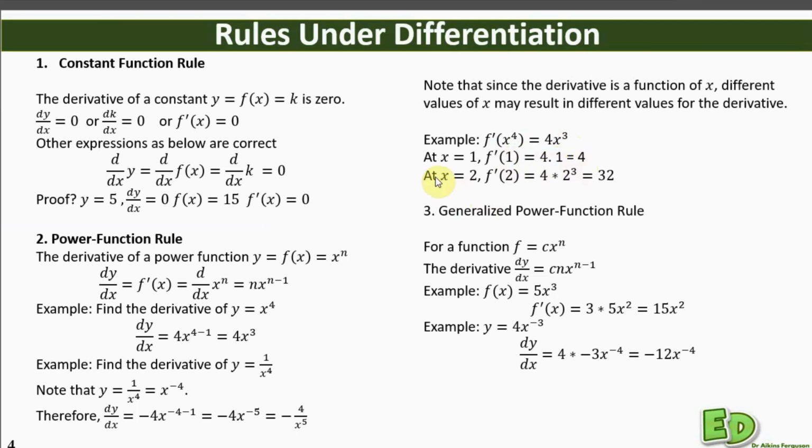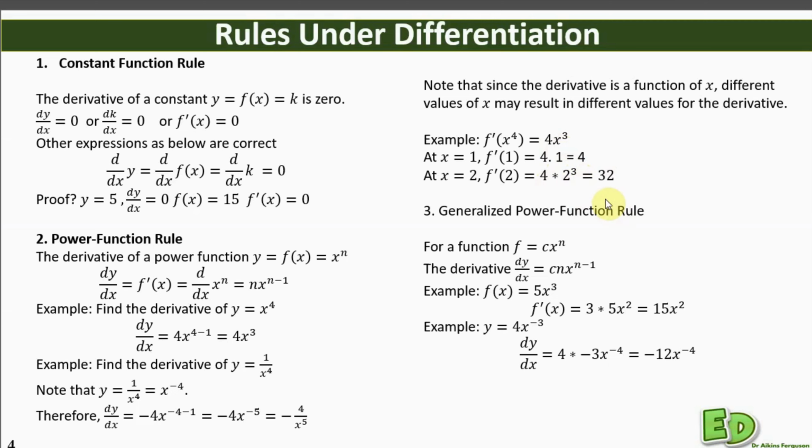Then at the value of x being equal to 2, the derivative of that function at x equal to 2, we replace x with 2. That will give us 4 into brackets 2, all raised to the power 3. And then we know that 2 to the power 3 will give us 8. So simply 4 times 8 will give us 32.